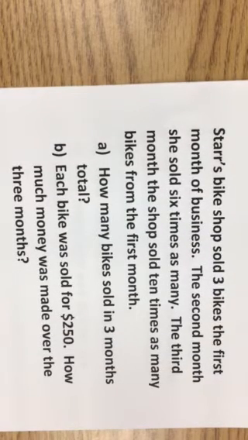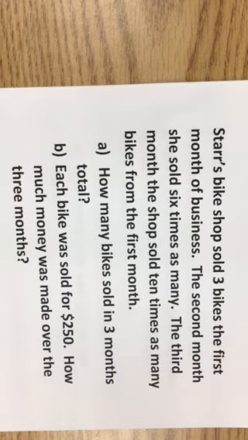Star's Bike Shop sold 3 bikes the first month of business. The second month, she sold 6 times as many. The third month, the shop sold 10 times as many bikes as the first month. Okay, so you can see already this is pretty tricky. There's lots of parts in this. It then asks us for A, how many bikes were sold in 3 months total, and B, each bike was sold for $250. How much money was made over 3 months?